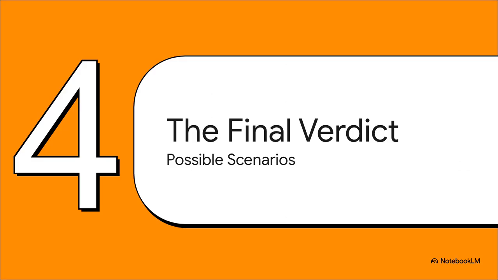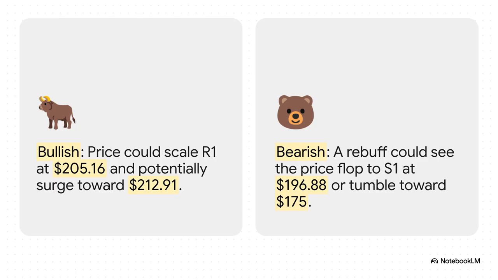So, with all the evidence weighed, we finally get to the verdict. Based on all this data, the analyst then lays out what they see as the most likely future paths for Molina Healthcare stock. And here they are, side by side. The bullish or optimistic scenario sees the stock breaking through some of those price ceilings we talked about, the resistance levels. You see that first one marked as R1. On the flip side, the bearish or pessimistic scenario is that the price gets rejected at that ceiling and falls back down to a price floor or a support level, which is marked here as S1. It's all about these key price zones.